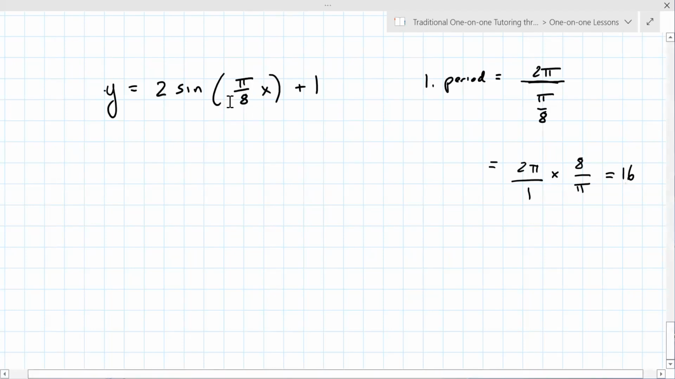So here's kind of your thought process on period. If the number in front is a fraction, generally your period is a whole number. If the number in front is a whole number and then pi, then your period is a fraction.